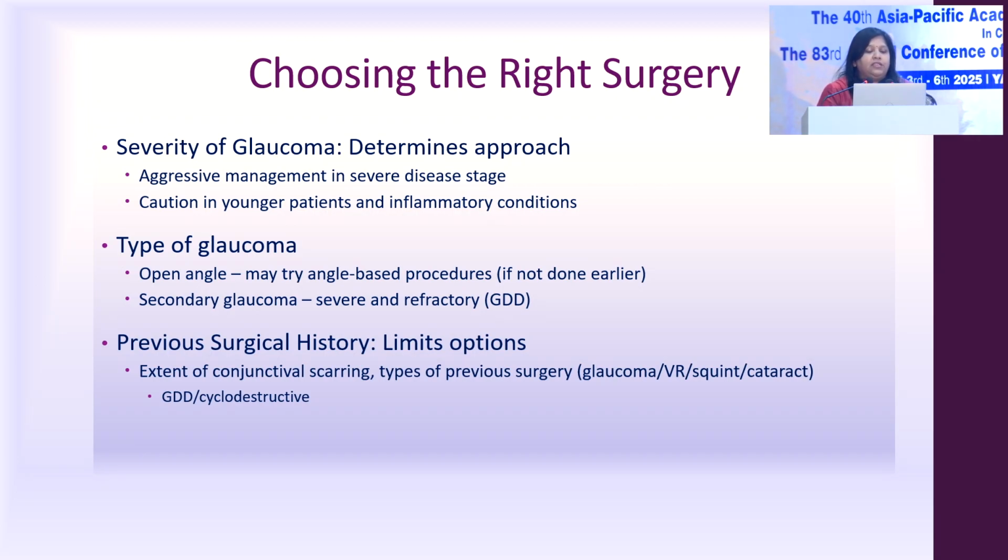For example, if there's extensive conjunctival scarring, and previous surgeries have gone all around the conjunctiva, then the only options left would be a GDD or a cyclodestructive procedure. And then there are patient-specific factors like age, adherence, and risk tolerance. These are things we have to discuss with the patient before we counsel them for the next step.